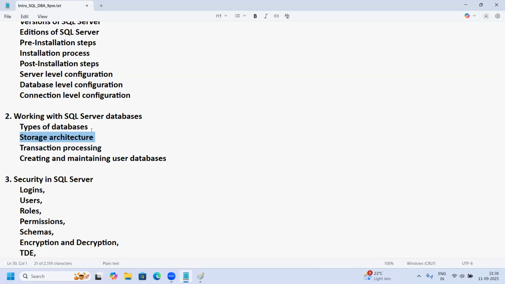In the logical structure, you should know about instance, database, schema, and objects. In the physical level, you should know about file group, data file, extent, page, and block. Five things at the physical level.